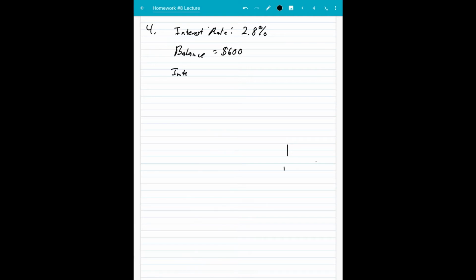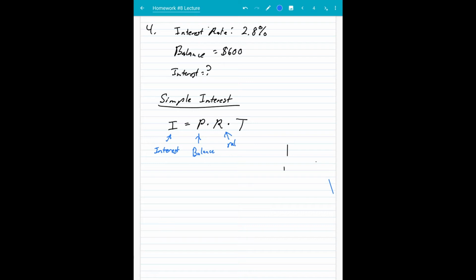So we need to find out how much interest she will be charged. Now, the formula for simple interest, our simple interest formula looks like this. I equals P times R times T. Each little component represents something. I represents our interest, so the amount of extra money that we have to pay or earn on top of the principal. P is going to be our principal, so that's going to be our starting balance. R is going to be our rate, and T is going to be our time.